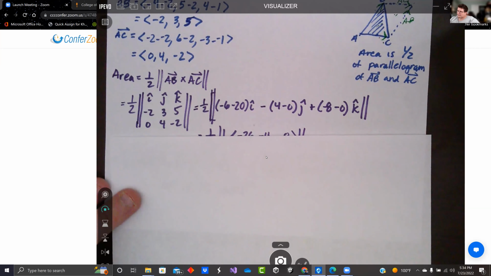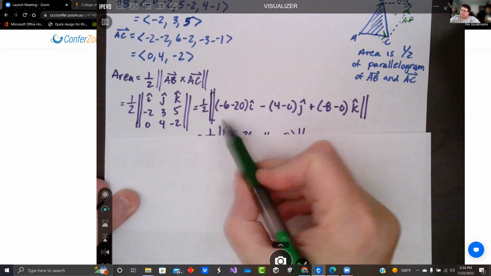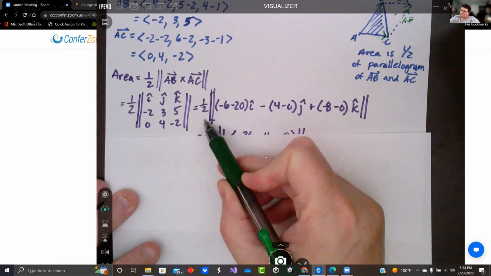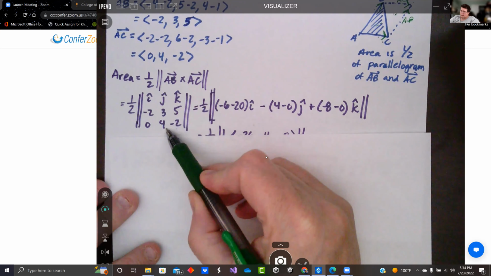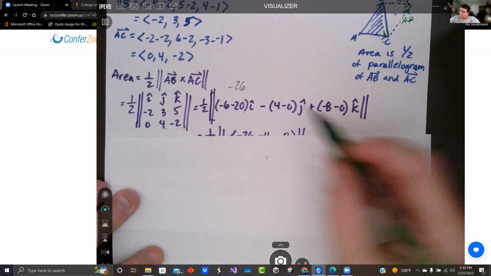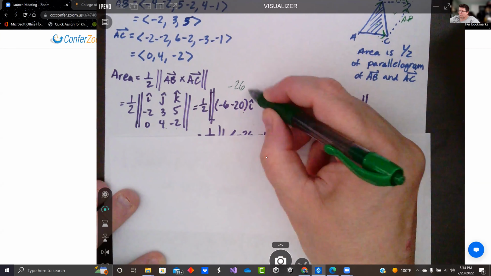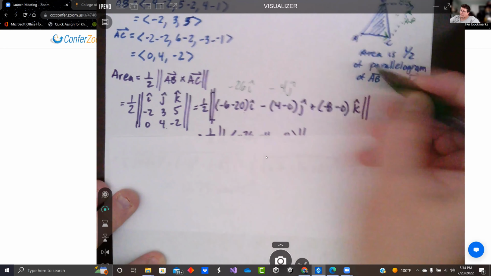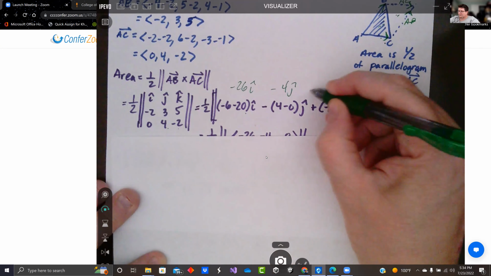AB cross AC. I've got negative 2, 3, 5, 0, 4, 2. Remember, we still have the 1/2 out front. I've got 3 times 2 is 6 minus 20, so I'm going to have negative 14... For the j component, remember the minus sign up front. I've got negative 2 times 2 is negative 4, minus 0, negative 4 there. And k hat, negative 2 times 4 is negative 8, minus 0, negative 8 k hat.